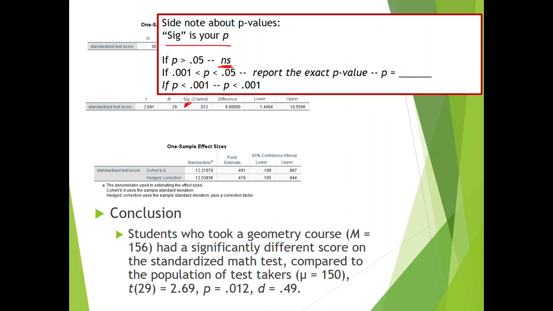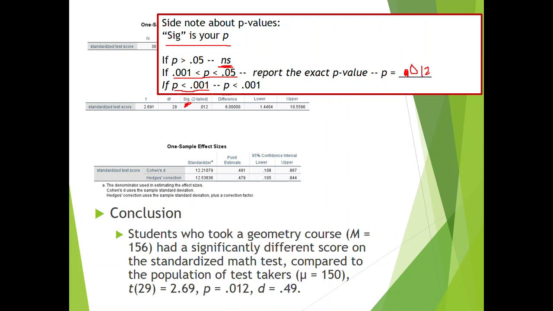If ever you're finding that p-value, that sig value, is anywhere between 0.001 and 0.05, then we would report the exact value of p. And so in this case, our p-value was equal to 0.012. And we're going to report the actual number in our results section, that 0.012, if our p-value is in between those two values.